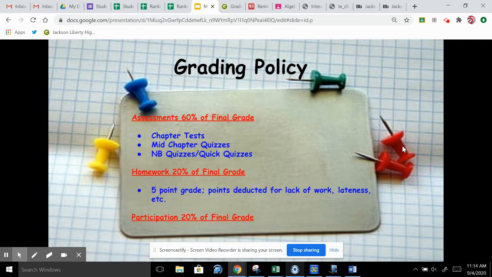But there should be no surprises on tests and quizzes. You should not be surprised. If you're paying attention to the review, you've paid attention throughout the course of the chapter, and you study the study guide the day before the test, you should be ready to roll.